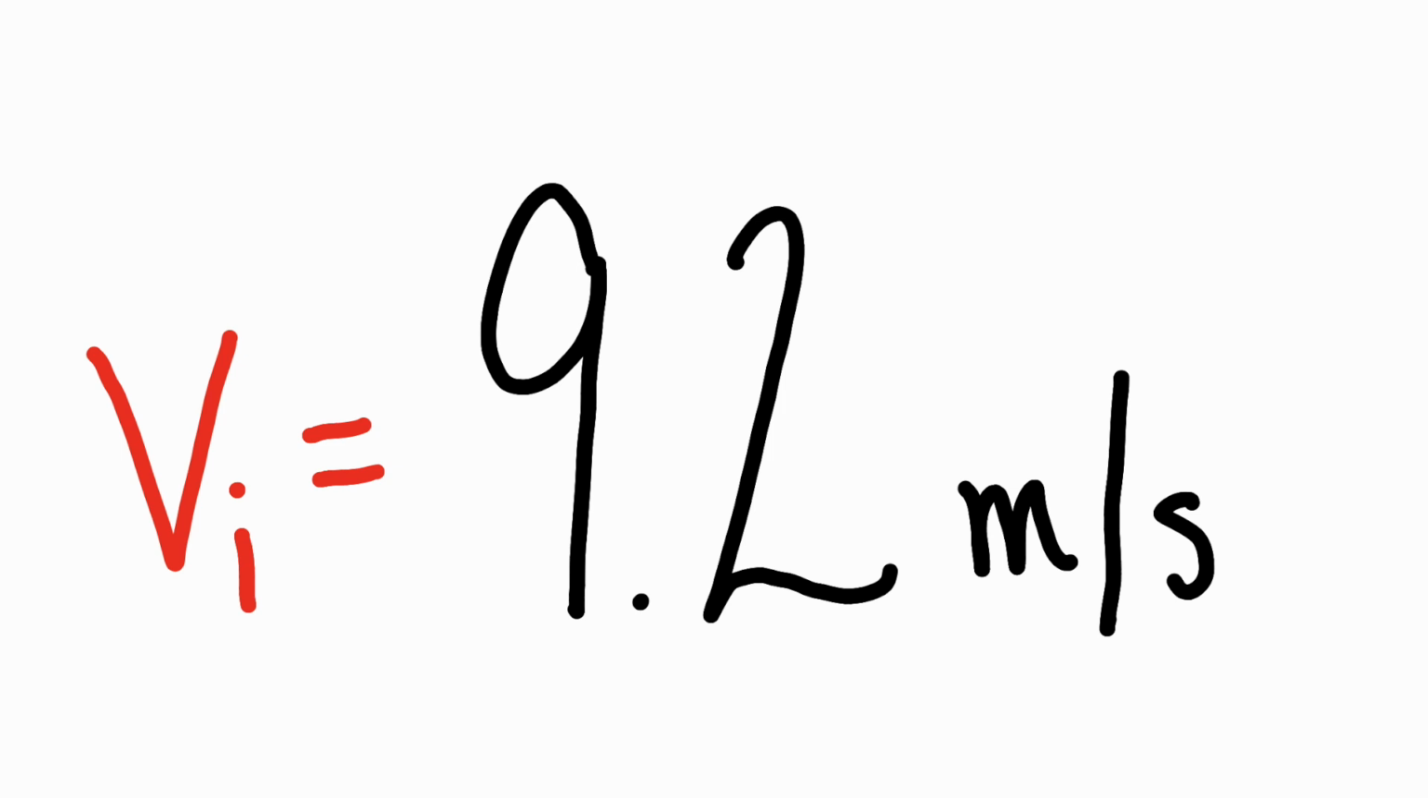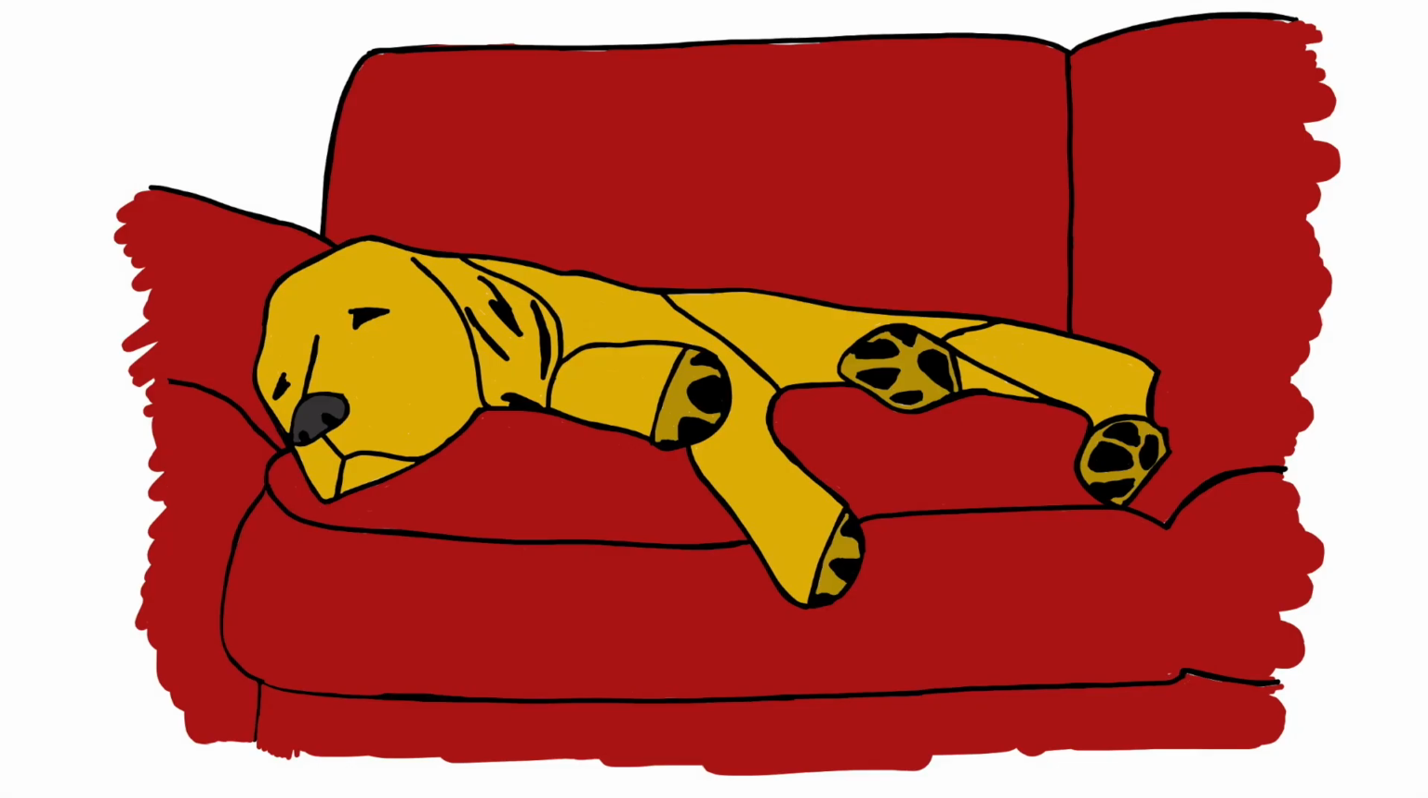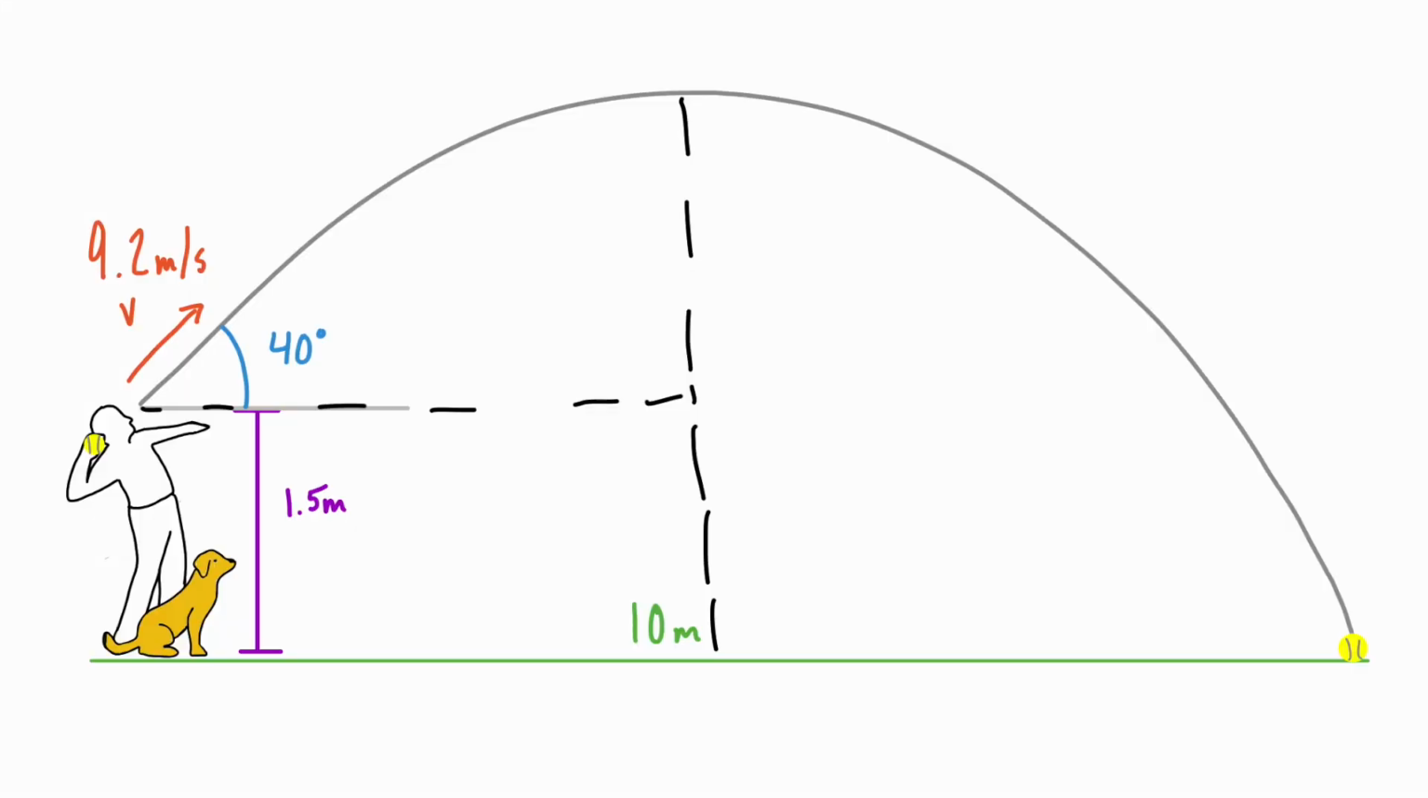That number, 9.2 meters per second, is the initial velocity value, which is the number that we set out to find at the beginning of this problem. So, if you want to throw a tennis ball 10 meters for a lazy dog that won't run more than 15, you'll be throwing it from a height of 1.5 meters, at an angle of 40 degrees, and an initial velocity value of 9.2 meters per second.